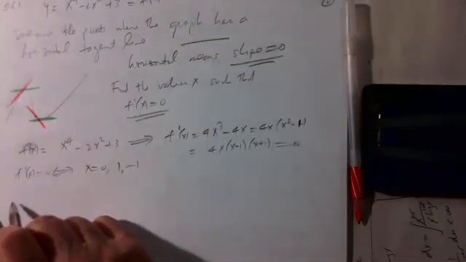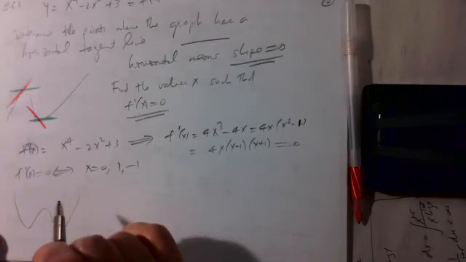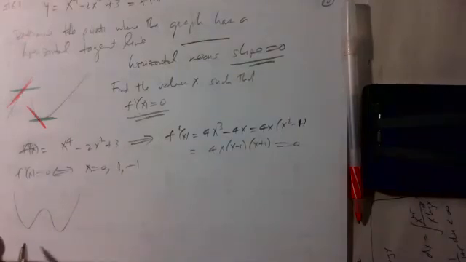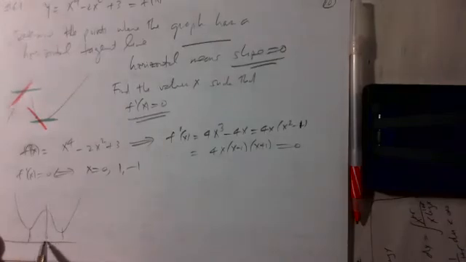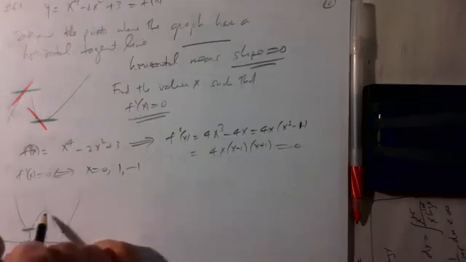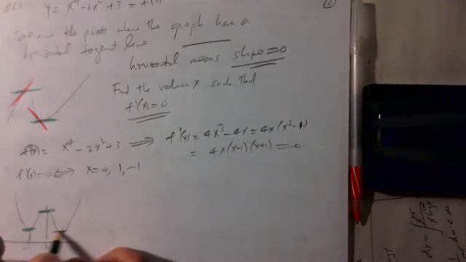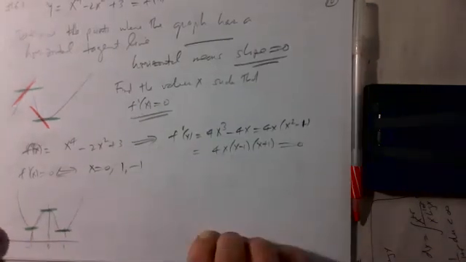In fact, the graph of this function looks something like that. And this would be the points 0, minus 1, and 1. And at those 3 points, we have horizontal tangent lines.